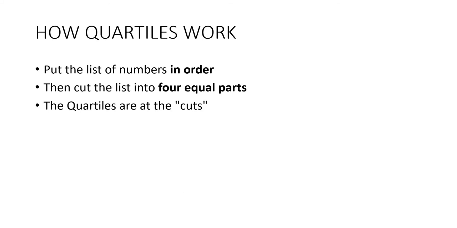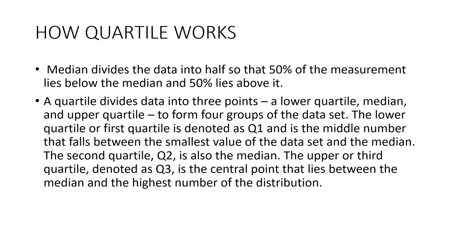How does quartile work? Put the list of numbers in ascending order, then cut the list into four equal parts. These quartiles are the cuts. As we discussed, median divides the data into two equal groups of 50%. A quartile divides the data into four parts. There is a lower quartile, then a median, and the upper quartile. Lower quartile is known as Q1, median is known as Q2, and the upper quartile is known as Q3. So like that, quartile will divide.